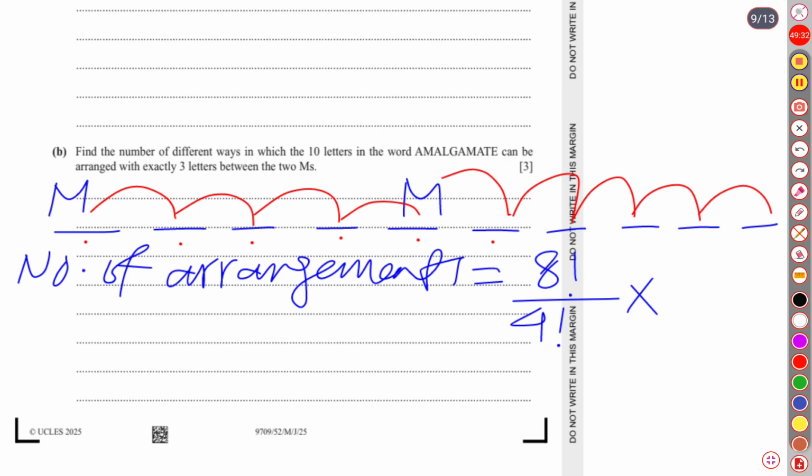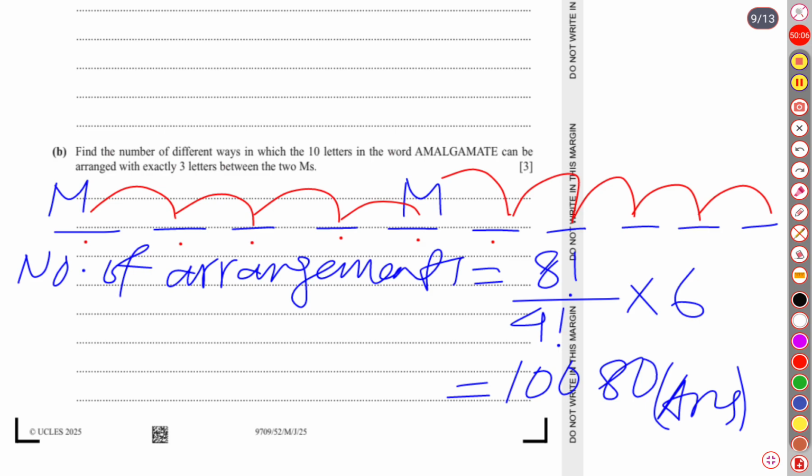Let me count once again. It is already 1 2 3 4 5 6. So there are 6 possible cases for m's to change their position. That's why it will be multiplied by 6. If we multiply it by 6, it is going to be 8 factorial over 4 factorial into 6, that is 10080.